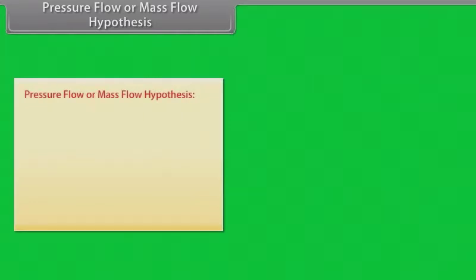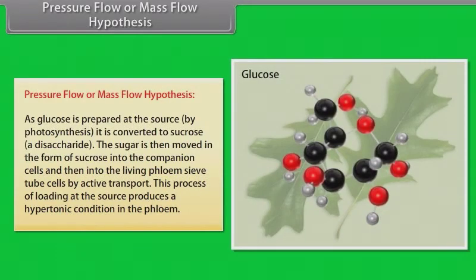Pressure flow or mass flow hypothesis. Pressure flow or mass flow hypothesis is the accepted mechanism used for the translocation of sugars from source to sink. Glucose is prepared at the source by photosynthesis.